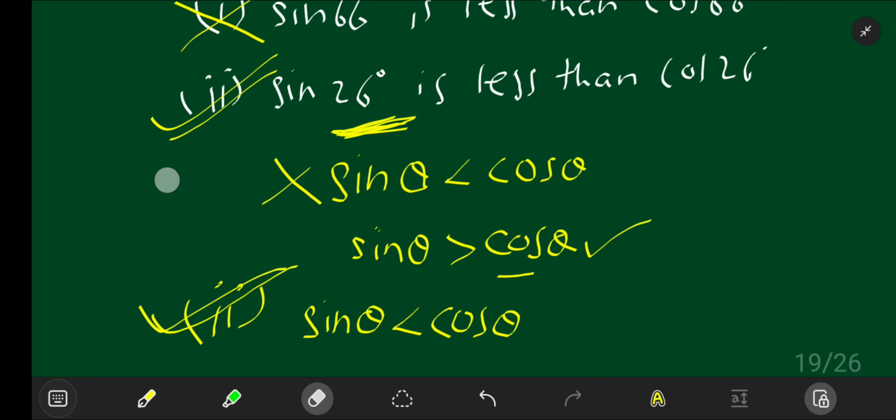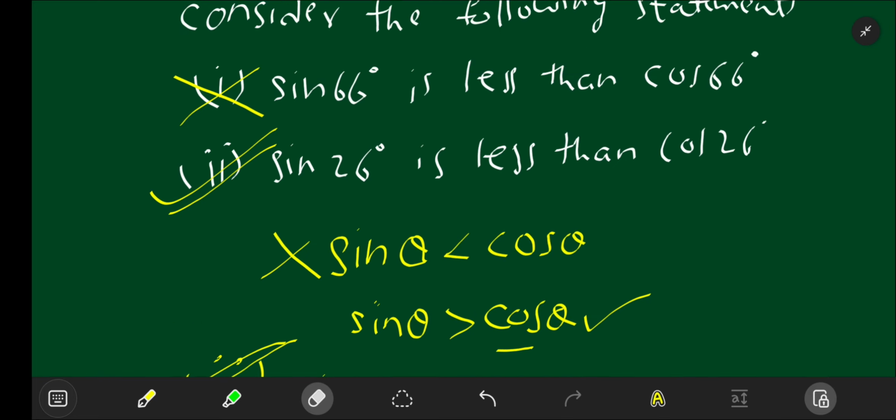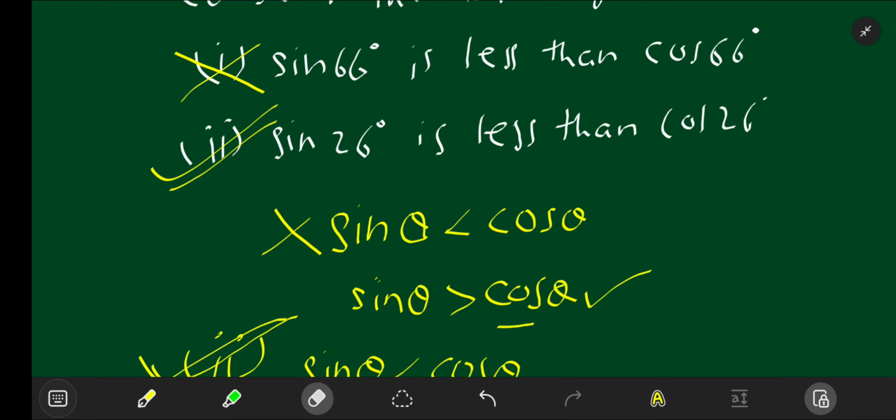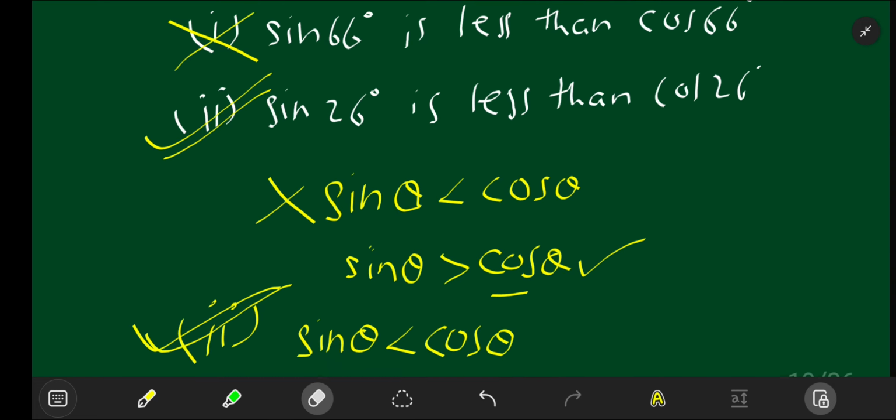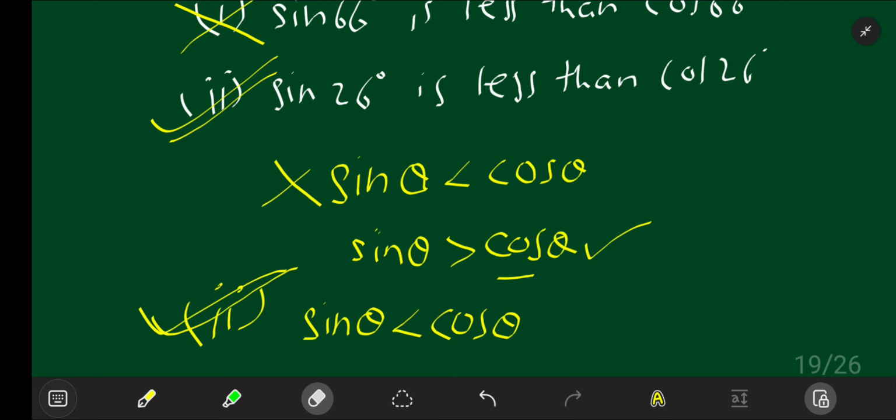This is the actual way of solving this question. No need of any calculations. Only theoretically, by understanding, you have to answer this question. The first statement is wrong, the second statement is correct.